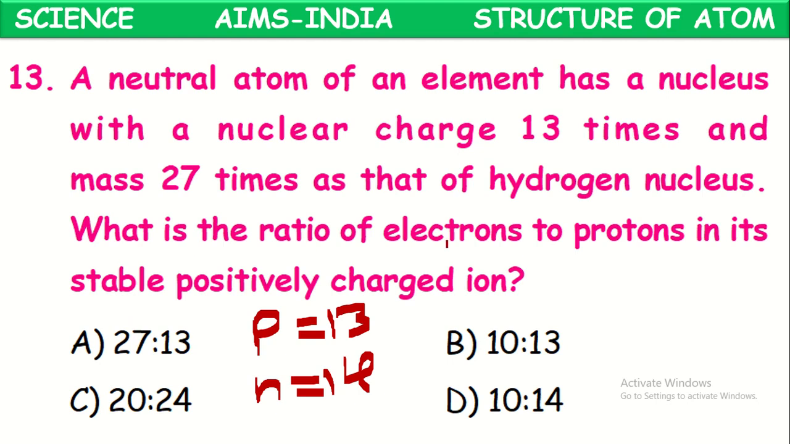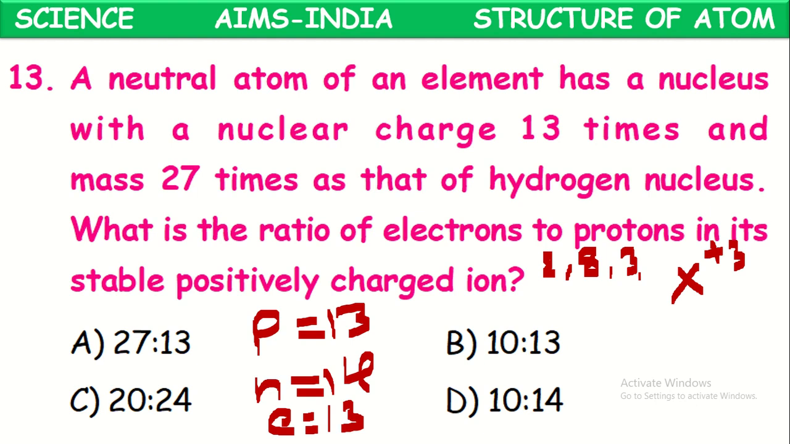Now what they are asking: what is the ratio of electrons to protons in its stable positively charged ion? Now what will be the electrons in this neutral atom? Number of electrons is equal to number of protons, that is 13. So if we write the electronic configuration for this element with atomic number 13, we get 2, 8, 3. What is a stable ion formed by this element with electronic configuration 2, 8, 3? Suppose the element symbol is X. It forms X plus 3 because it has 3 valence electrons in the outermost shell.